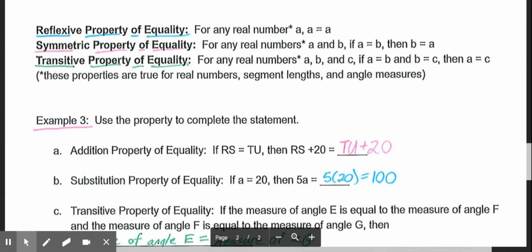The symmetric property of equality: for any real numbers A and B, if A equals B, then B equals A. You can just flip the order, they're symmetrical. So we can flip what's on either side of the equals.